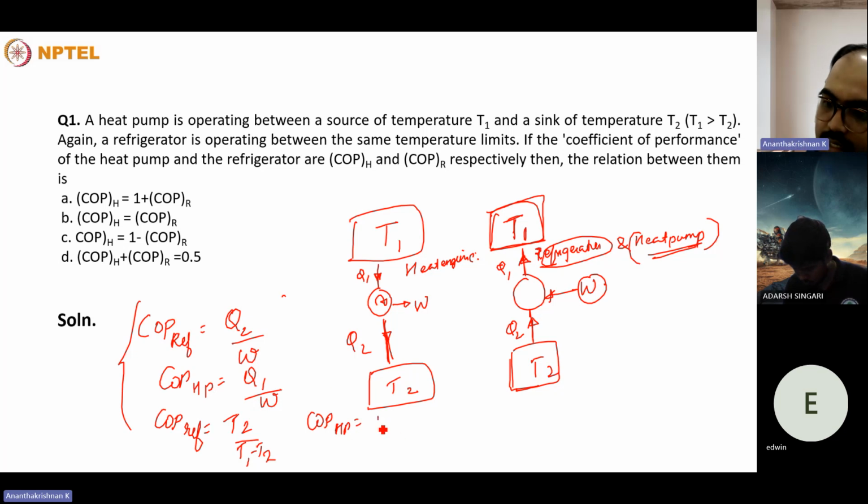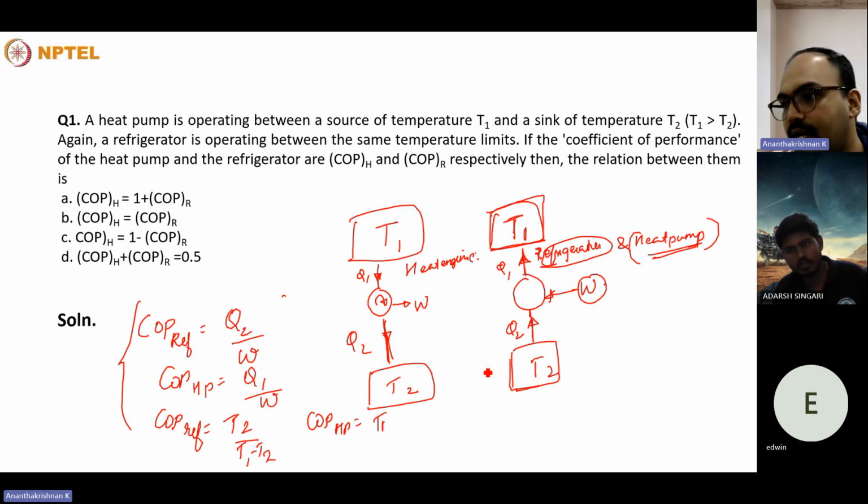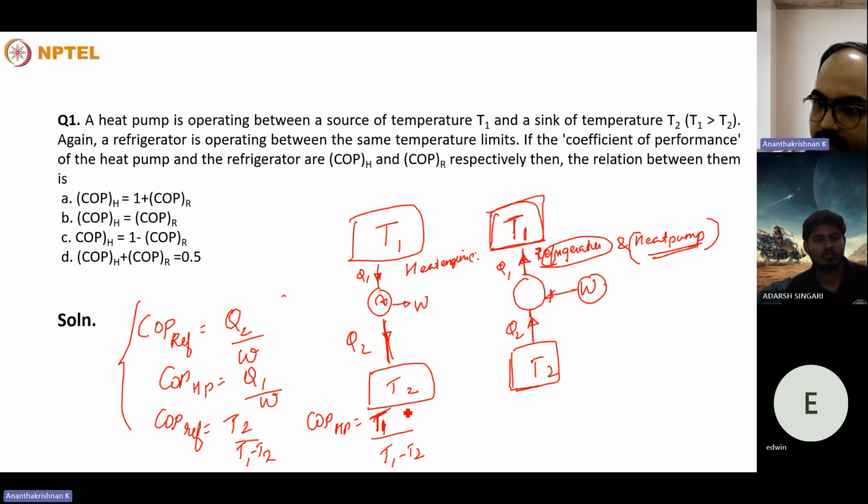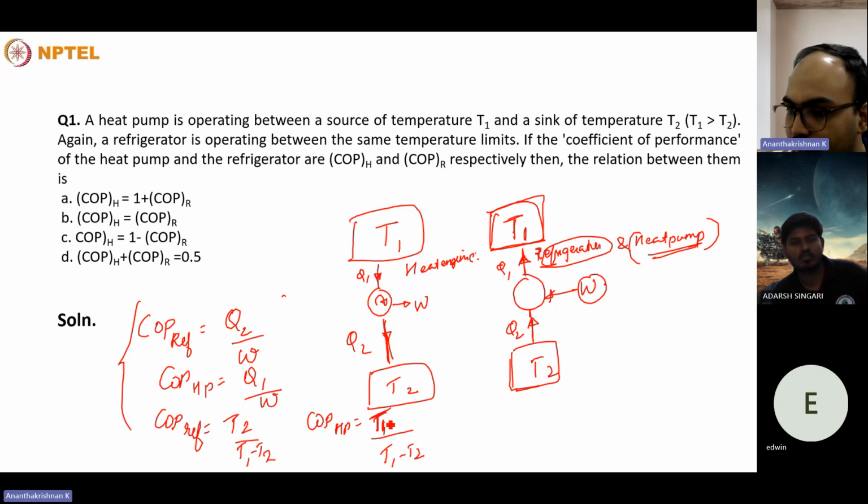What we need is the desired effect, the heat delivered to the T1. So that will be the source. That's basically sink, but at a higher temperature. So at that temperature you have to take straight away, and then the work input will be same as T1 minus T2. So basically, what you could see is that COP of the refrigerator will be somewhat related to the COP of heat pump. Only the numerator changes.